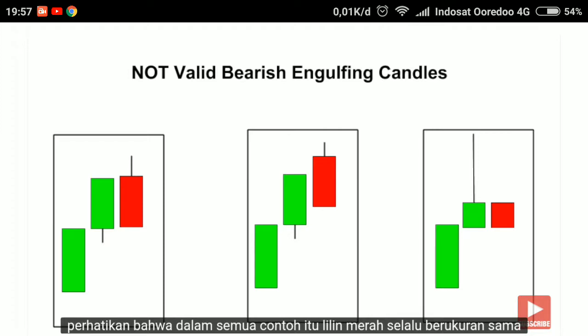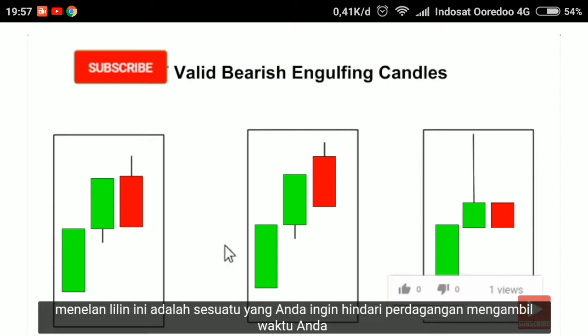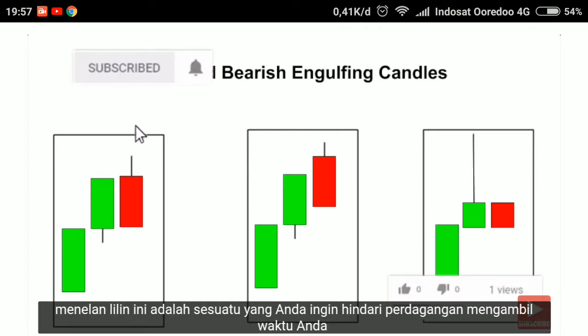You will notice that in all of those examples, the red candle is always the same size as the last green candle, and because of this, they are not valid bearish engulfing patterns. The last one is a shooting star, and since we don't have an engulfing candle, this is something you want to avoid trading. Take your time to learn.